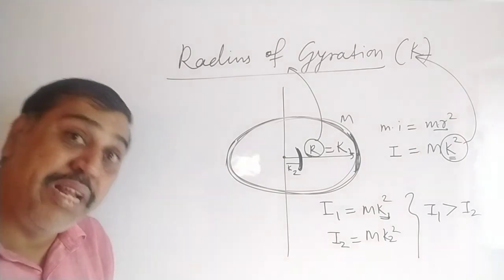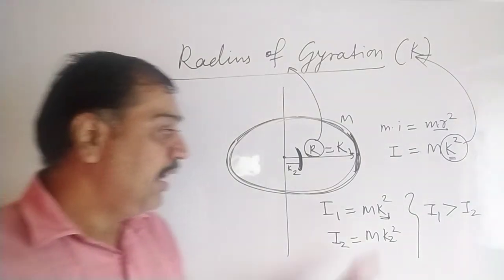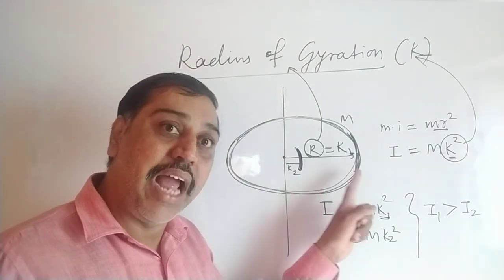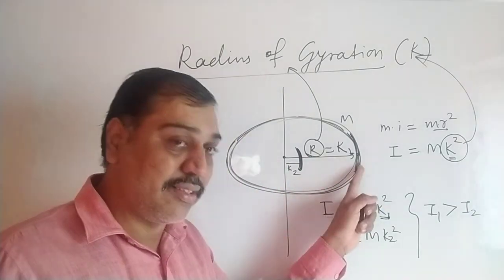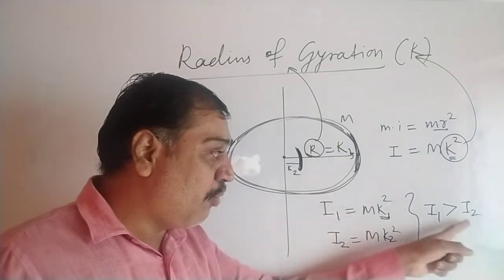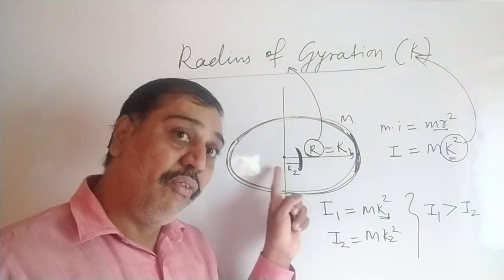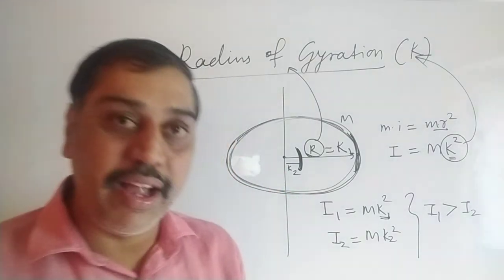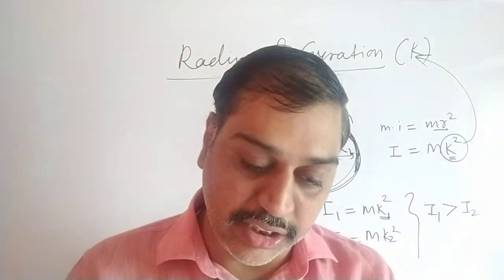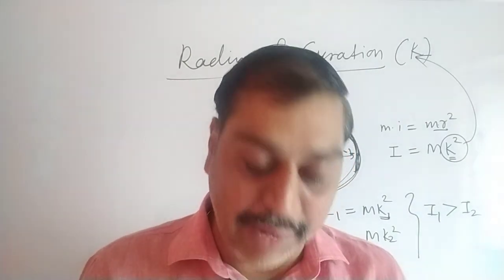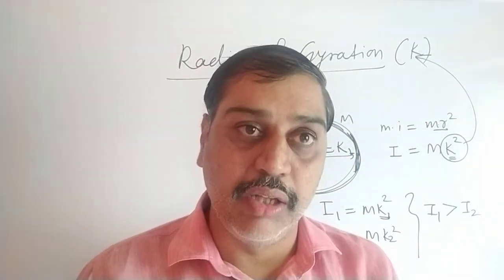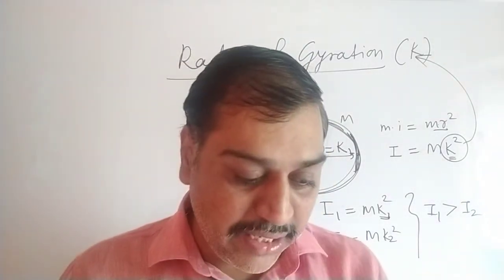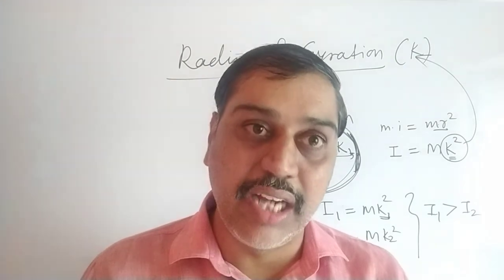I1 greater than I2 means that in case of I1, mass is distributed very far from the axis. I2 less than I1 means mass is distributed very close to the axis. And that was represented here. That's why it is said to be radius of gyration. It is very important to understand the distribution of mass along the axis of rotation, which is represented by this parameter.